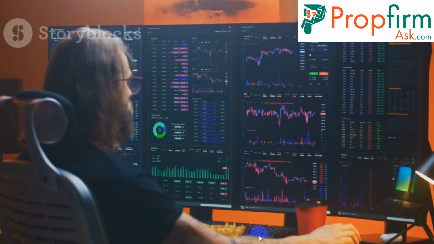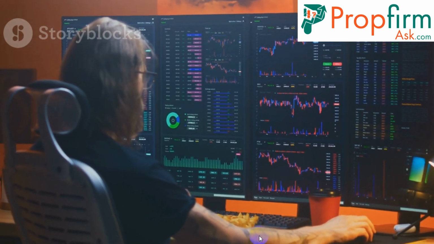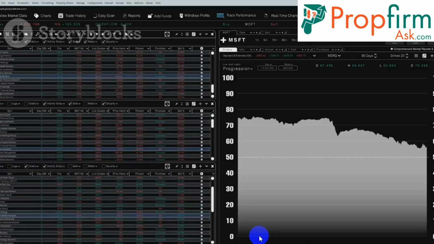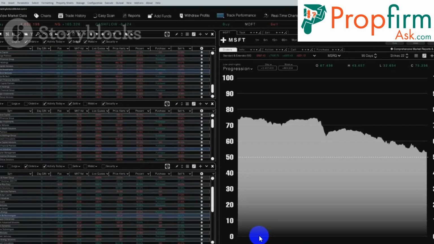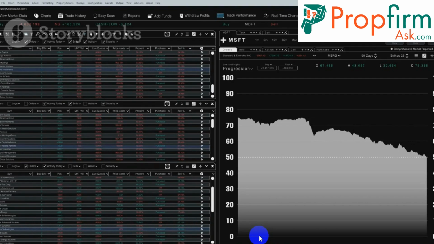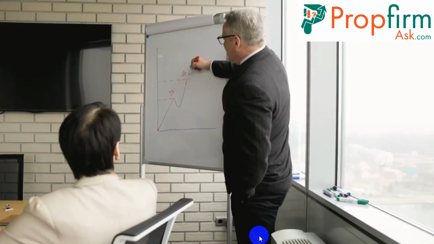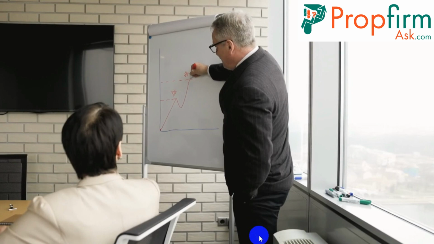Welcome back! Now that we've delved into the psychological aspects of trading, it's time to enhance our understanding of risk management. In this chapter, we'll explore advanced risk management techniques that can help safeguard your trading capital and ensure long-term success. First, let's talk about position sizing.